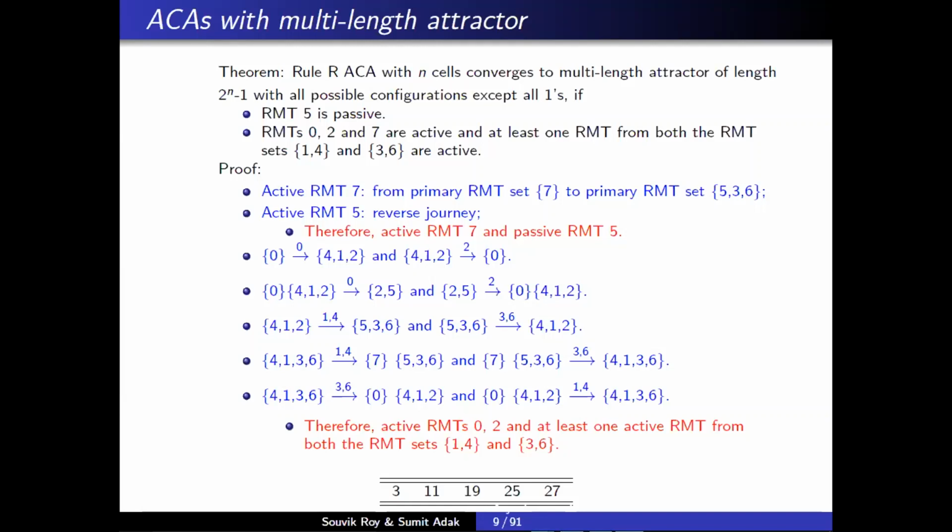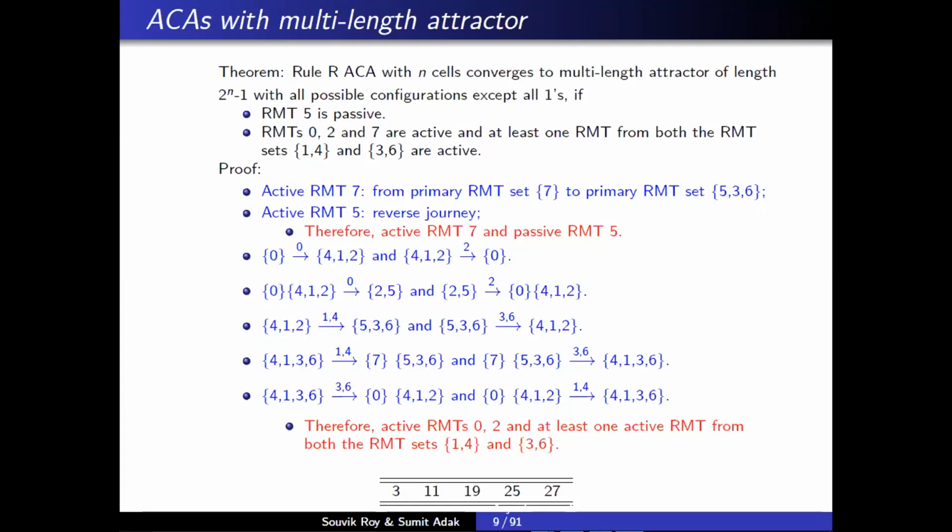And for the rest of the configuration space, we work with the primary RMT sets because all the configurations are created by primary RMT sets, and we try to understand which RMT is responsible for the journey from one primary RMT set to another. Following this we get the result that active RMT 0 and 2, and at least one active RMT from 1, 4 and 3, 6 should be active to open all the journeys between different RMT sets. So according to this theorem, we get 5 ACA rules: rule 3, 11, 19, 25, and 27. These are associated with a cycle length of 2^n minus 1.